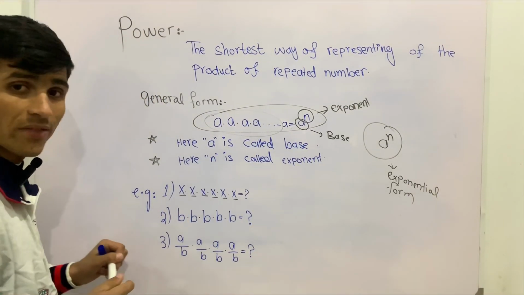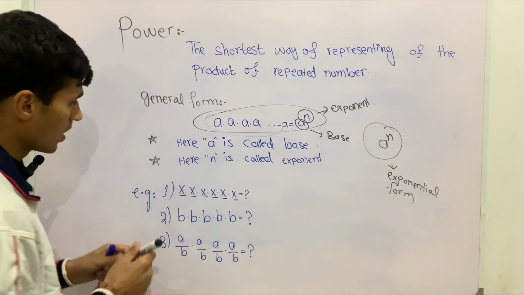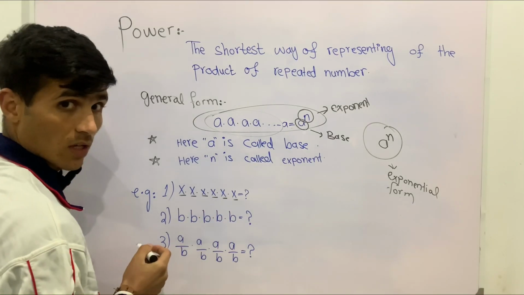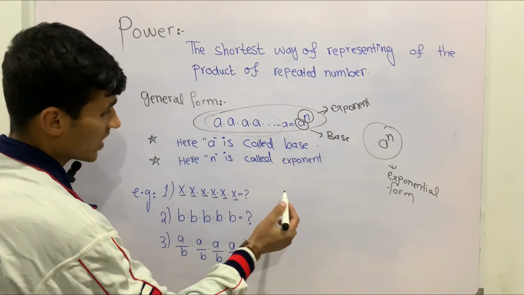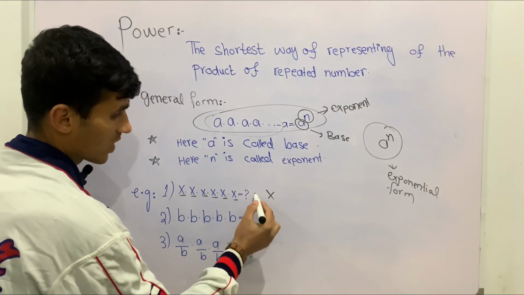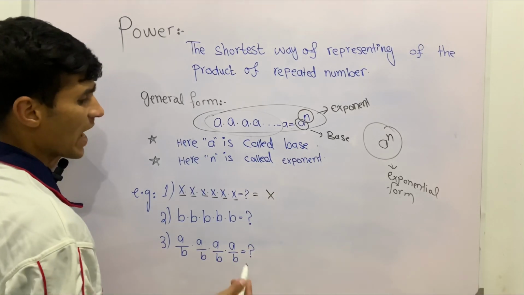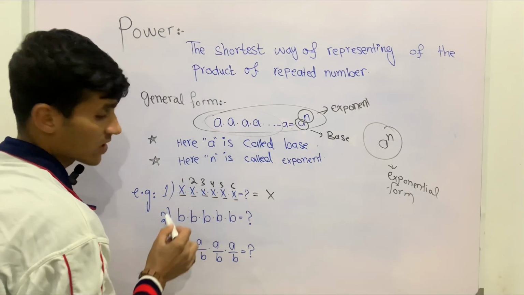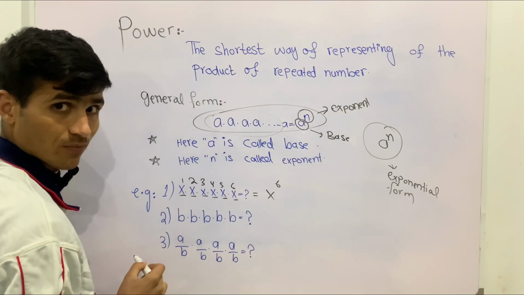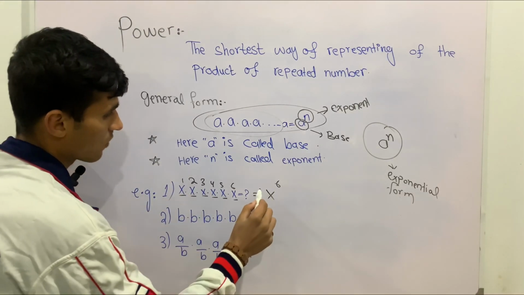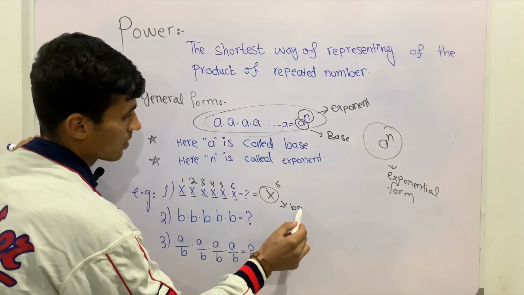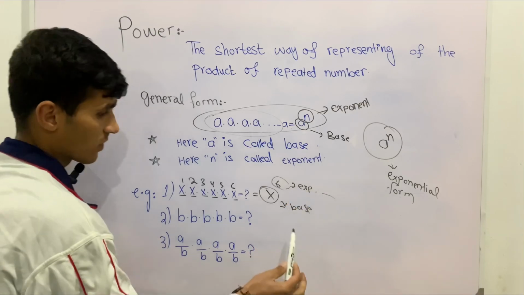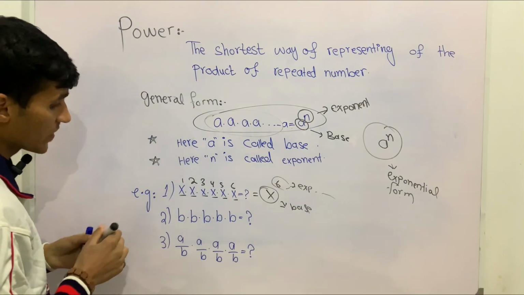So how do you represent this number in exponential form? Look at here: 1, 2, 3, 4, 5, 6. We take x as the base. How many x do we have? 1, 2, 3, 4, 5, 6. x to the power 6. So easy, of course. x is the base, and 6 is the exponent.